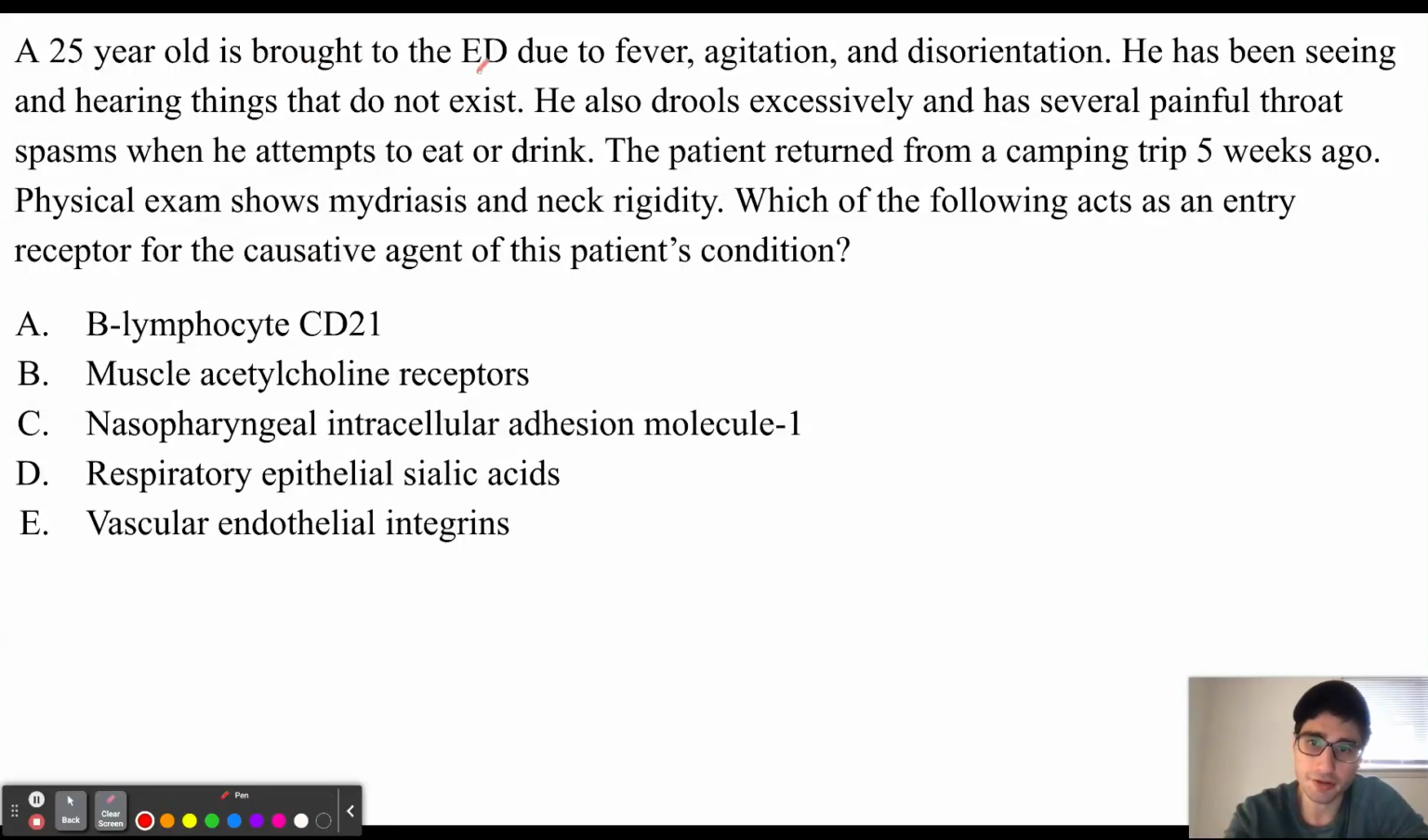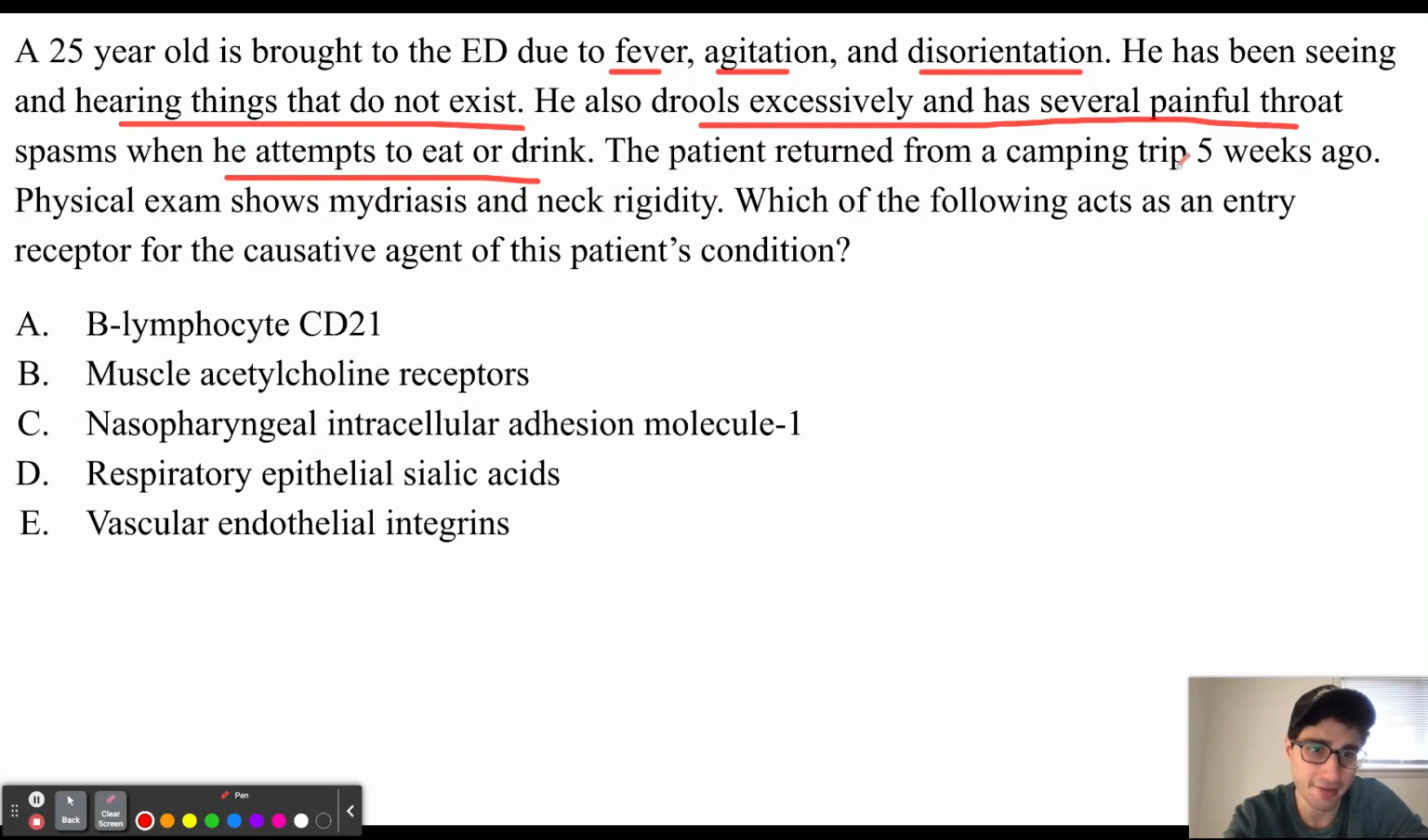A 25-year-old is brought to the emergency department due to fever, agitation, and disorientation. He has been seeing and hearing things that do not exist. He also drools excessively and has several painful throat spasms when he attempts to eat or drink. The patient returned from a camping trip 5 weeks ago. Physical exam shows mydriasis and neck rigidity. Which of the following acts as an entry receptor for the causative agent of this patient's condition?